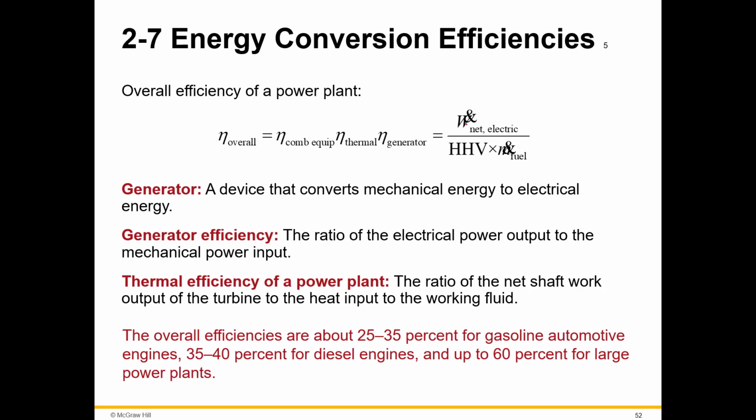And then here are some devices that you'll need to know. A generator is a device that converts mechanical energy to electrical energy. The generator efficiency is the ratio of the electrical power output to the mechanical power input. And then thermal efficiency of a power plant is the ratio of the net shaft work output of the turbine to the heat input of the working fluids.